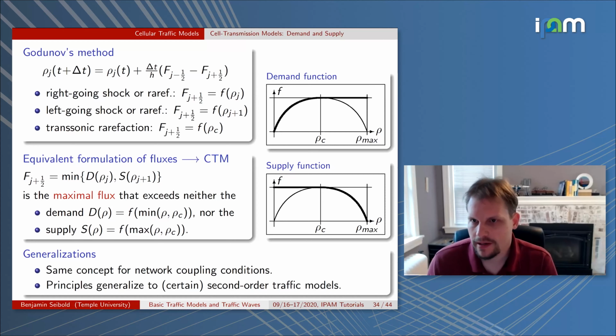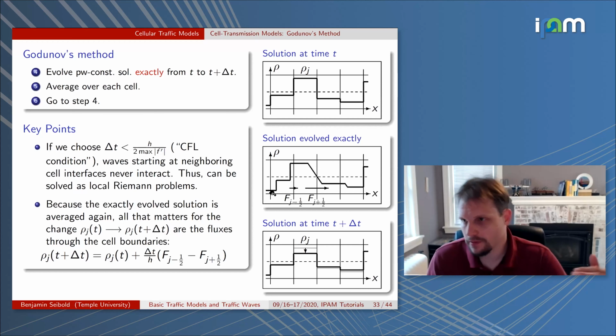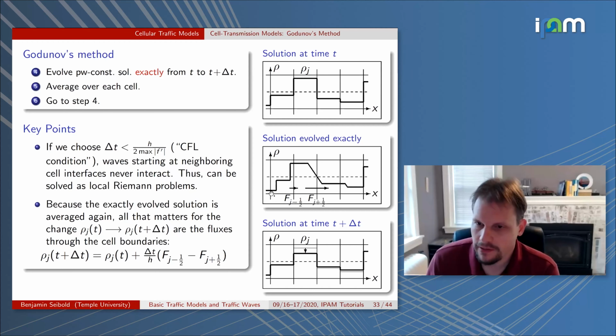Specifically, let me go back here. If it is a left-going shock, you see that the state here remains constant at the right state, and the flux is the flux function evaluated at this right state. If you have a right-going shock, locally here it's the left state, and the flux that you get is constant in time over that time step, just the flux function evaluated at the left state. And if you have a rarefaction that goes through the critical density, where the flow rate is maximal, then this will be the flux, right? The maximal flux. And otherwise, if you have a right-going rarefaction here, then it's only the left state again, right?